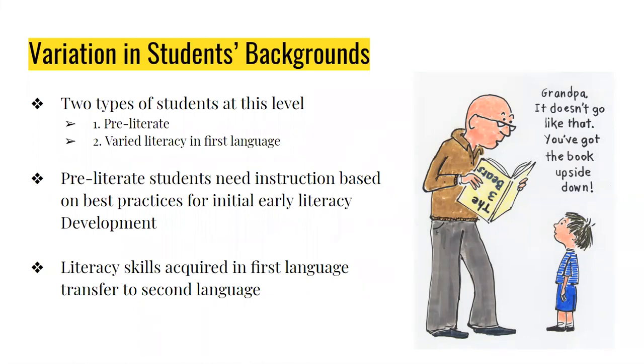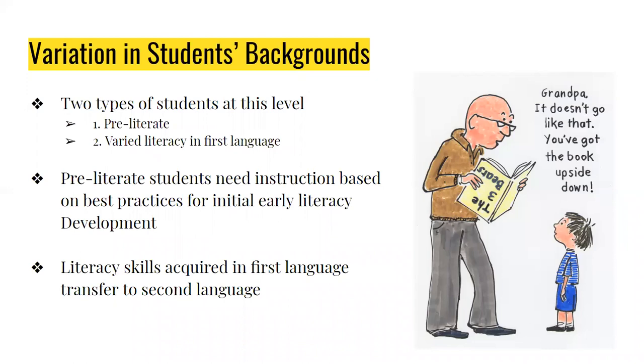The second type of student in this level is the literacy in the first language. So they might be grade level proficient in their first language, but they still don't have the English skills to get them on the academic track in English.